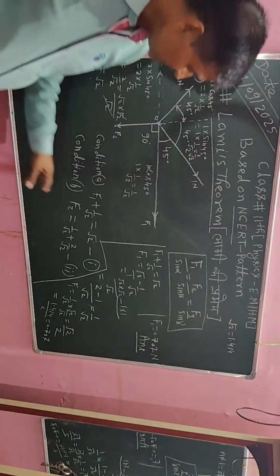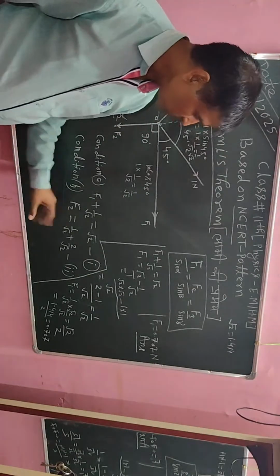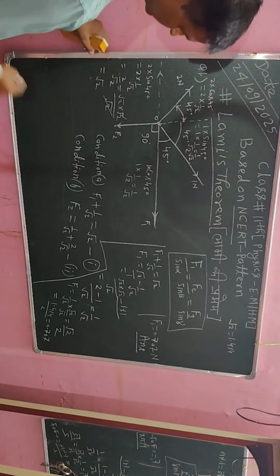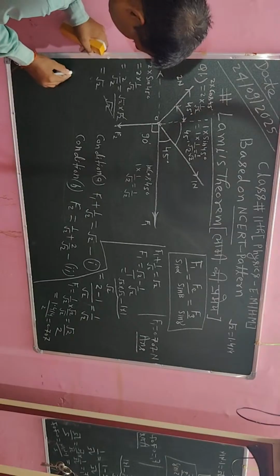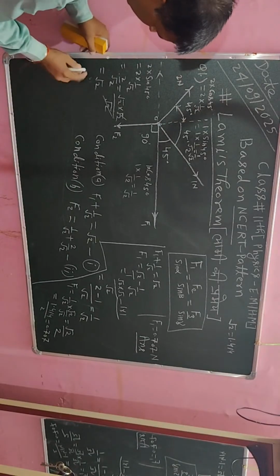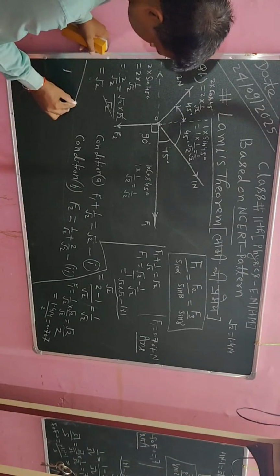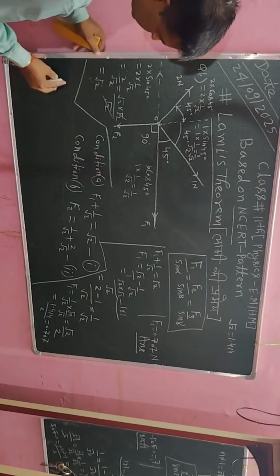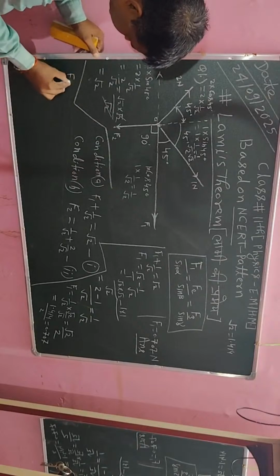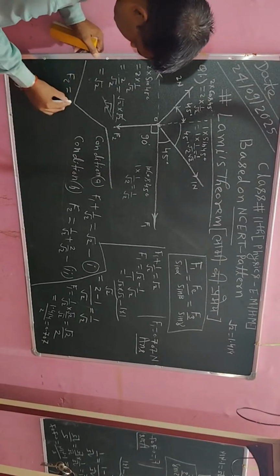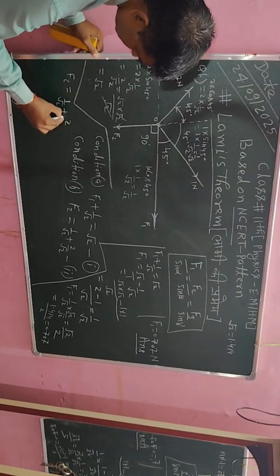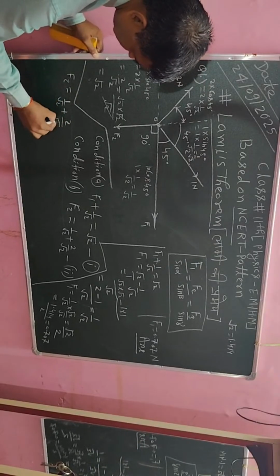Okay, similarly I will get the value of F2. So the value of F2 I have to calculate here. Now here I am writing F2, and I am dividing this system like this. So F2 I have to write here, which is equal to 1 divided by root 2 plus 2 divided by root 2, as given.